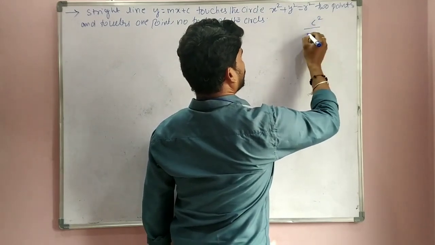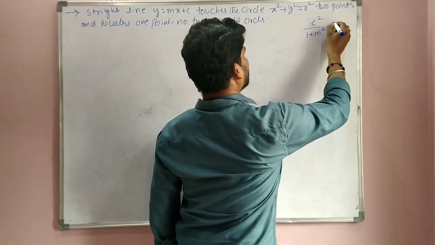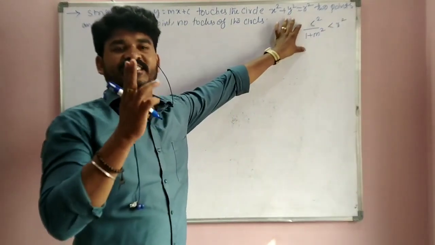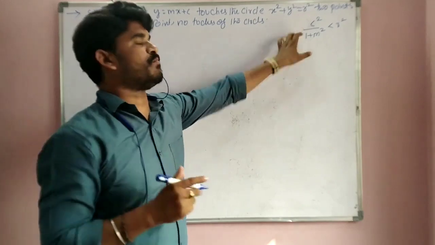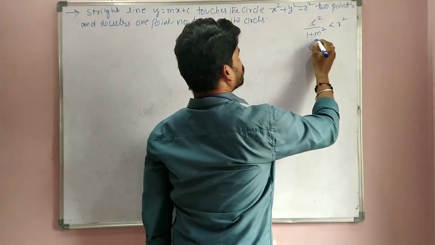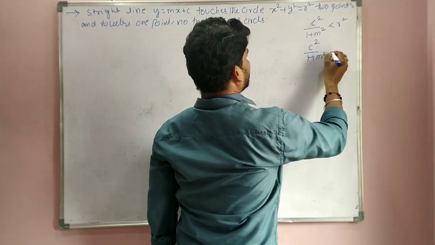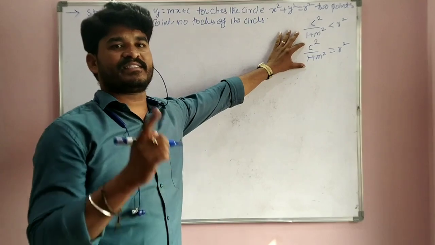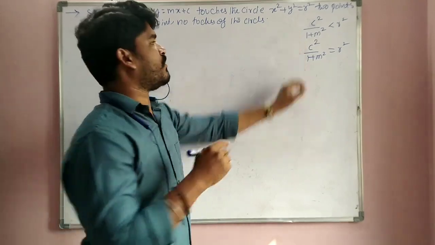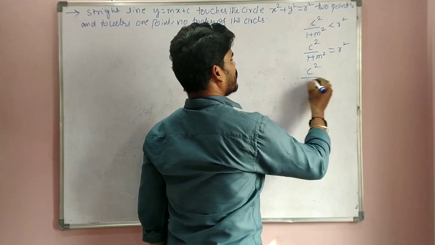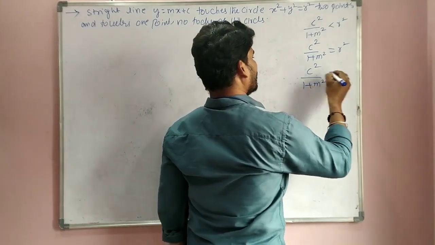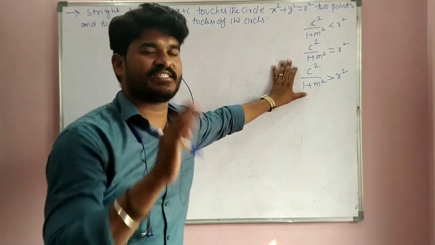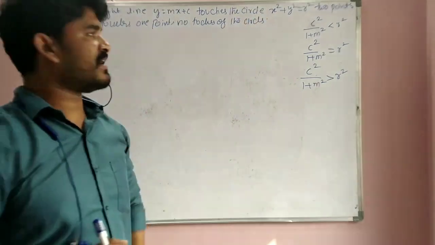First condition is c square divided by 1 plus m square less than r square. This condition means the straight line meets the circle at two distinct points. Next is c square divided by 1 plus m square equal to r square. When this condition is satisfied, the straight line touches the circle at one point. Next, c square divided by 1 plus m square greater than r square. In this case the straight line does not touch the circle. We'll prove these one by one.